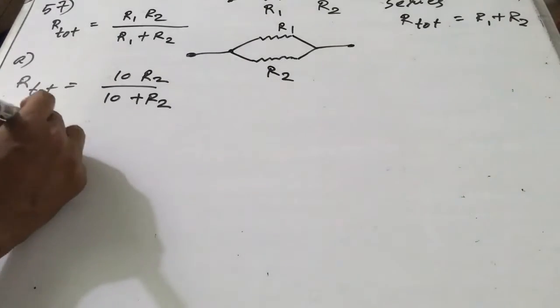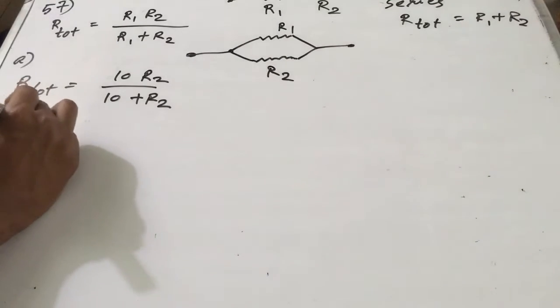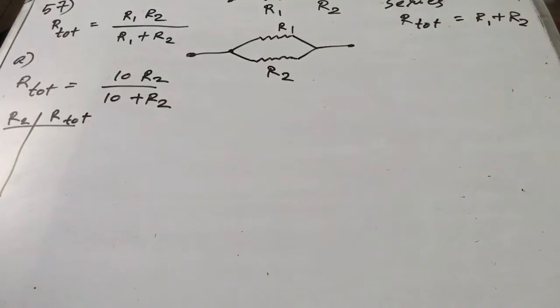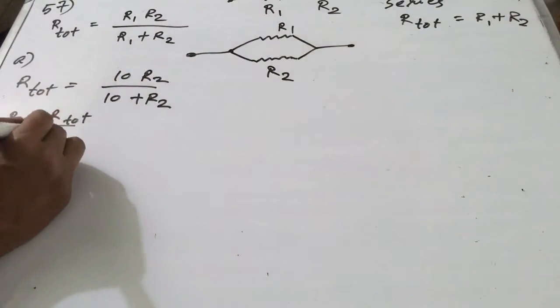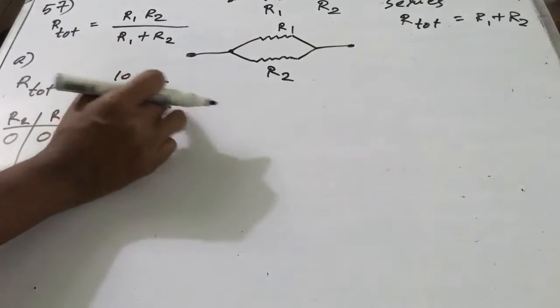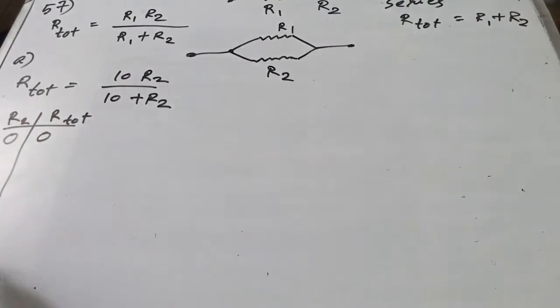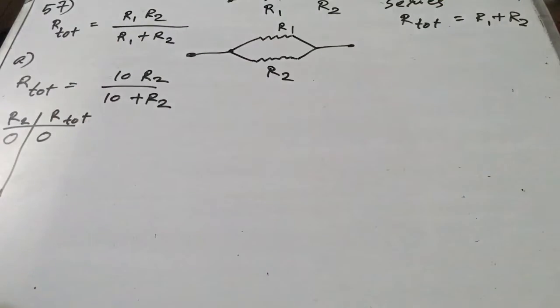Now let's find some values. First we will think about R2, and then we will find R total, since no other values are given. If R2 equals 0, what happens? 0 times 10 equals 0, and 0 divided by anything equals 0. If R2 equals 1, what happens? This is 10 times 1, divided by 10 plus 1, that is 11.